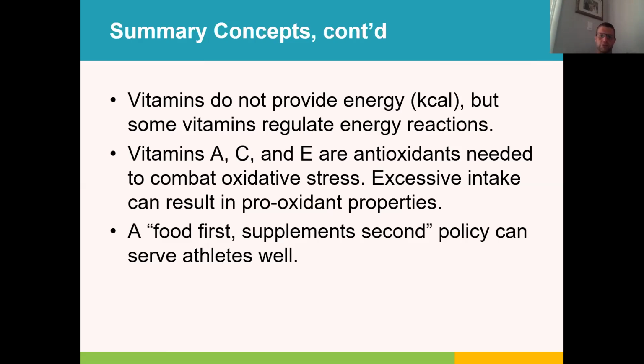And a food first, supplement second policy can serve athletes well. This is one of the things I do agree with the book. Again, it's better to get food sources. Your body absorbs those better. They're more bioavailable. If you notice you're lacking based on your diet and the needs you have, and you're trying to restrict maybe calories and so on, then that's where the supplementation will come into play.